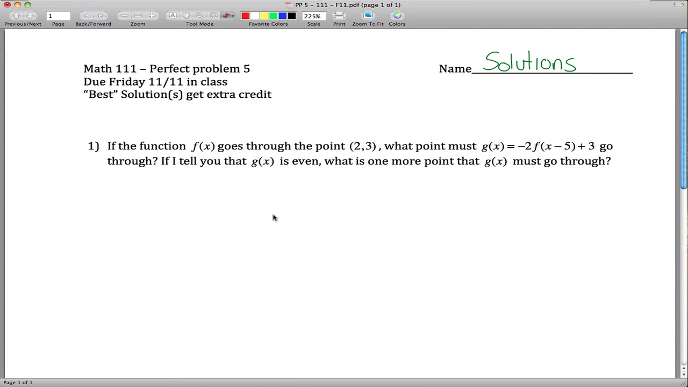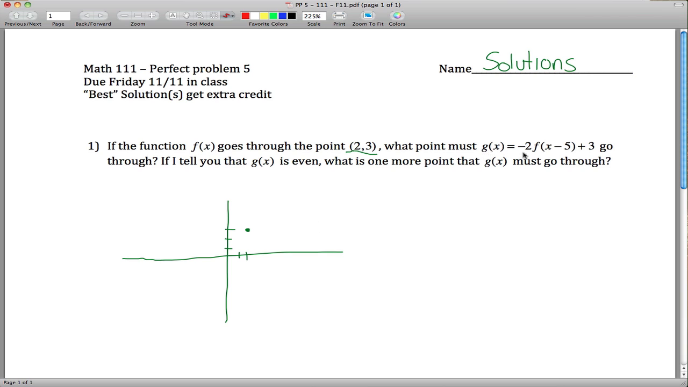Alright, here's solutions to perfect problem 5. In this problem, we're just given a single point, (2, 3). So I suppose I could graph that point. So we have this single point right here, and the idea is this point is on this function f of x. But other than this point, we don't know anything about f of x.